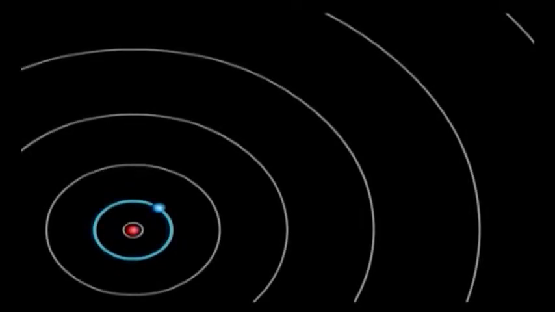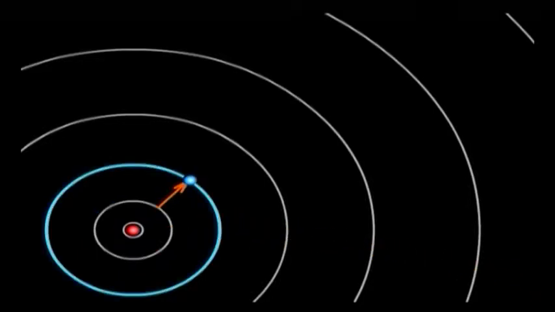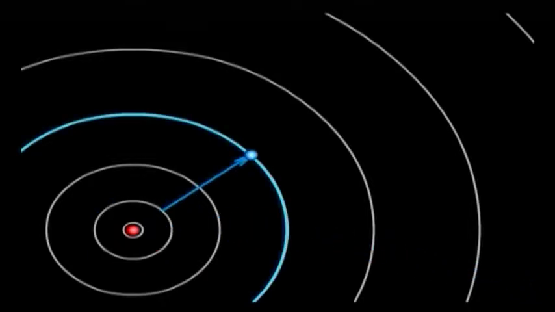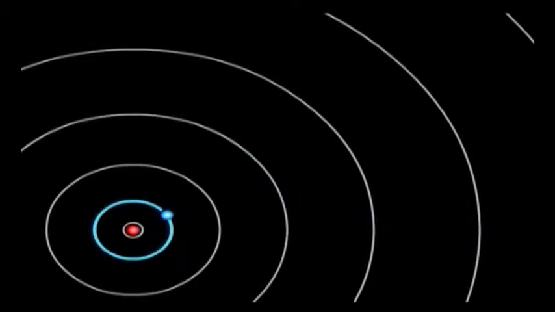Let's look at an example. Say that the electron is in the second energy orbit. It can absorb the energy of a red photon and jump to the third energy orbit. When it falls back to the second level again, it must emit a red photon such that the total amount of energy remains the same. Similarly, an incoming blue photon will excite the electron into the fourth energy orbit. If the electron falls back, it will emit a blue photon, and so on.